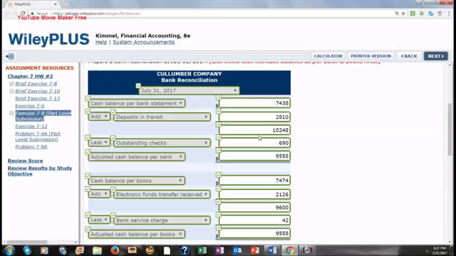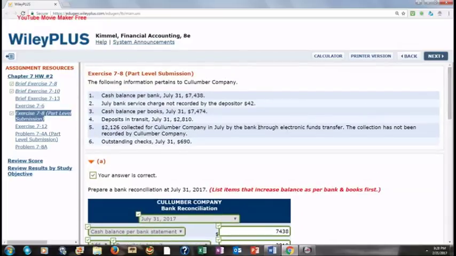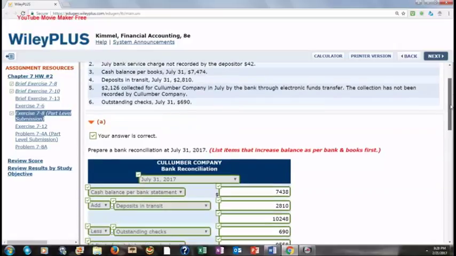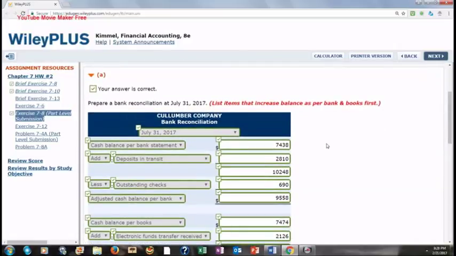The second thing that we do in this exercise is we add the deposits that are in transit, the ones that haven't shown up on the bank statement yet. We go up here, and there was only one deposit that was in transit for 2810, and we added that in this column here. Added the two of those, and we came up with 10,248.